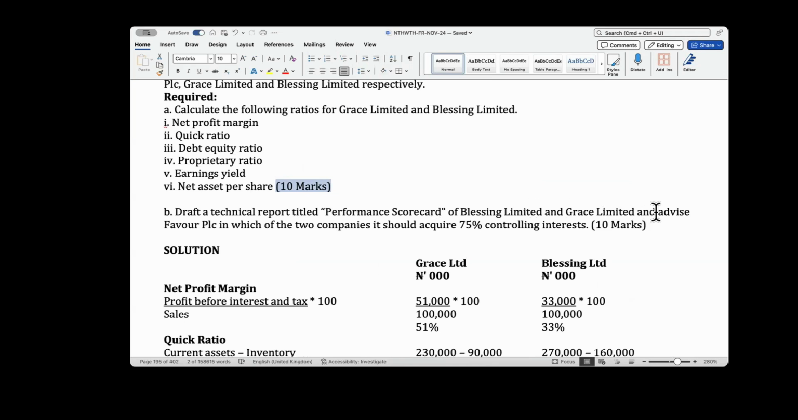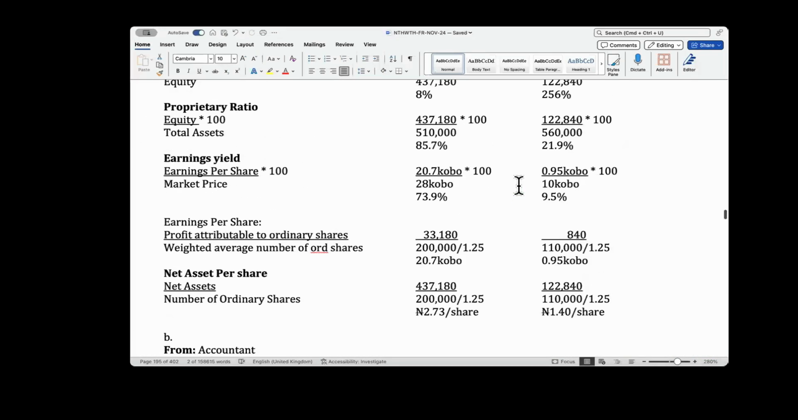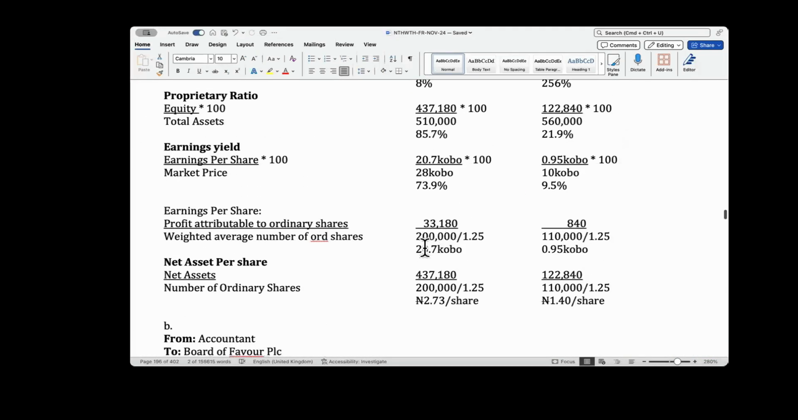Please, how do you get this? How do you convert it to kobo? 200 divided by 1.25 gives me 160,000 naira. Then you do 33,180 divided by 160.